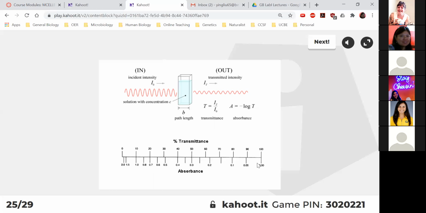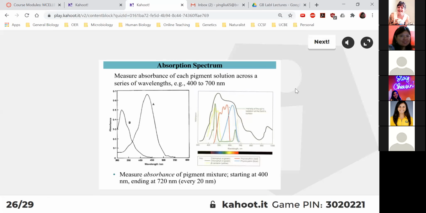And then the lowest absorbance is 0. So this is if you have just the solvent, so acetone, it's not going to absorb a lot of light. And then if you have a lot of the pigments, it's going to absorb a lot. So that's the relationship between absorbance and transmittance.